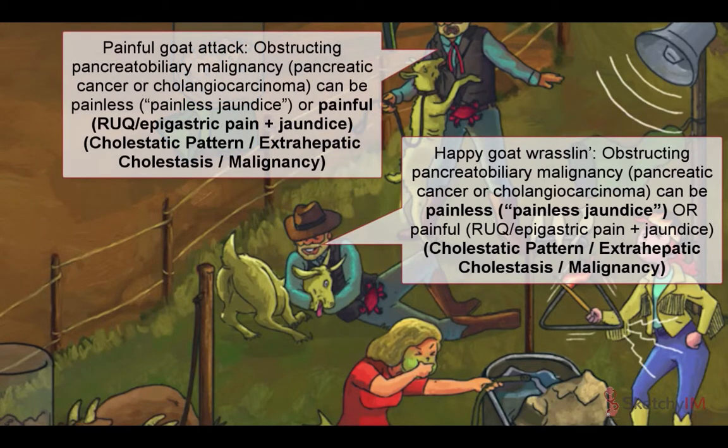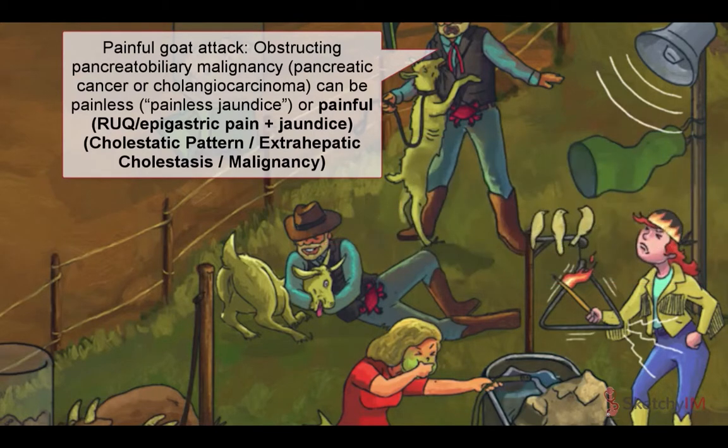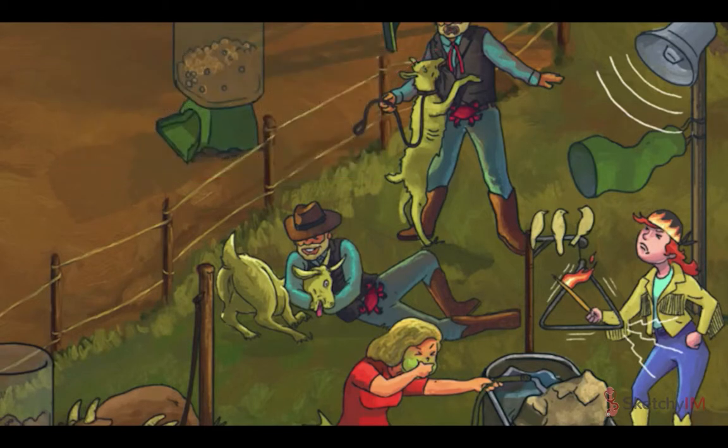Malignant obstruction is classically associated with painless jaundice, but patients can also present with pain and jaundice, as depicted by these twin cowboys, one happily wrestling with the yellow billy goat to represent painless jaundice, and the other twin getting nipped by a yellow billy goat to represent pain and jaundice. When pain is present, the location depends on the type, usually epigastric with pancreatic cancer, and right upper quadrant in cholangiocarcinoma.